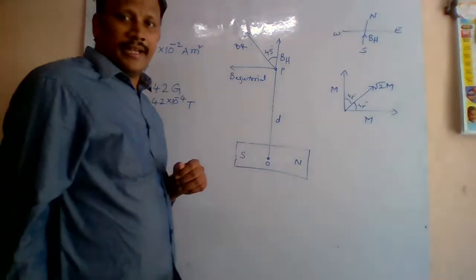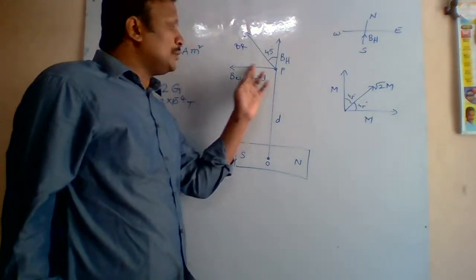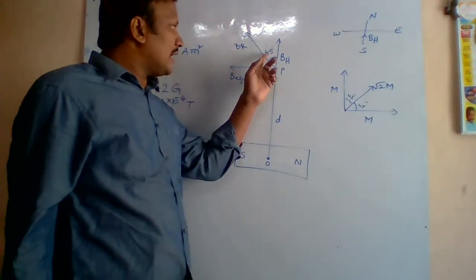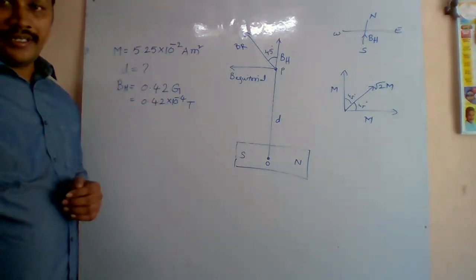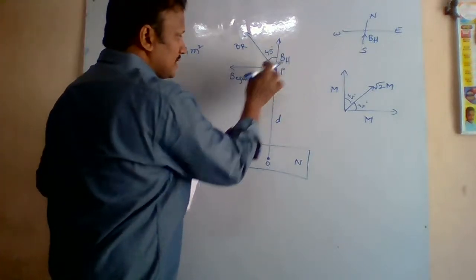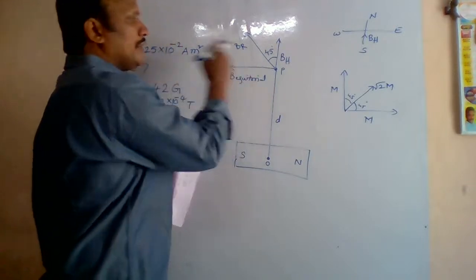So according to the given data, what is the relation between them? BH is equal to B equatorial. Both are equal, so what happened? The resultant is making an angle of 45 degrees with BH. Suppose we have 30 degrees given. In that situation, BH is not equal to B equatorial. If it is 45 degrees, what happened? BH is equal to B equatorial.